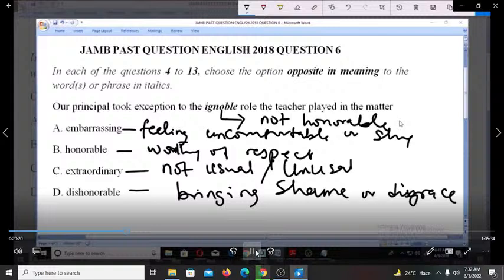Not honorable, something that is bad, ignoble. So honorable here is the opposite of it, something that is worthy. You can see that not honorable is the same thing as dishonorable, something that is bringing shame. So you can see that this is similar to this. Extraordinary doesn't really have much connection with them as to opposite or similar in meaning. Feeling uncomfortable or shy can still be related to not honorable. It's still something that is not worthy of your being comfortable with. So the one that is directly opposite to not honorable is something that is honorable. So that makes option B the most likely answer, and that is the answer we're picking.